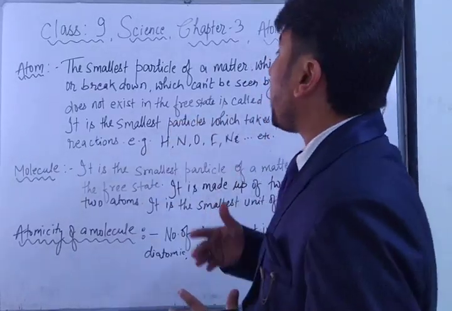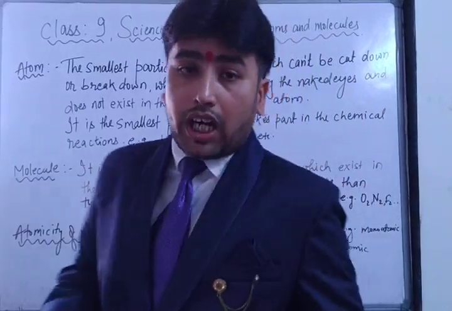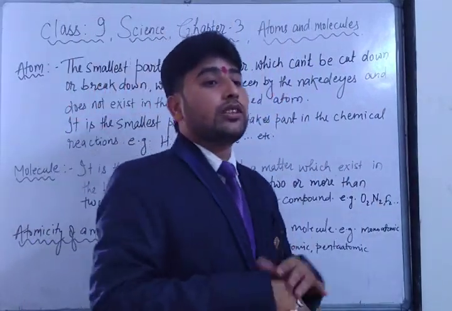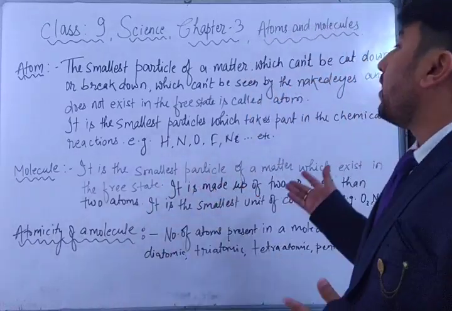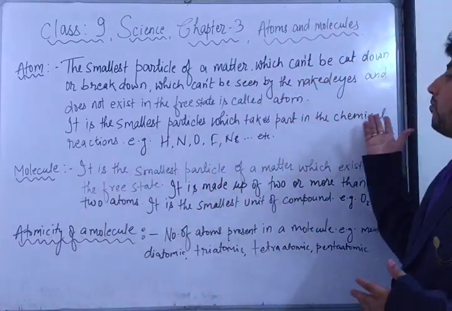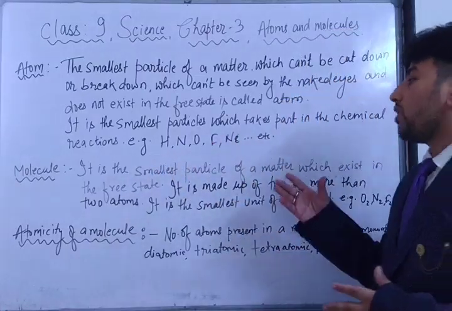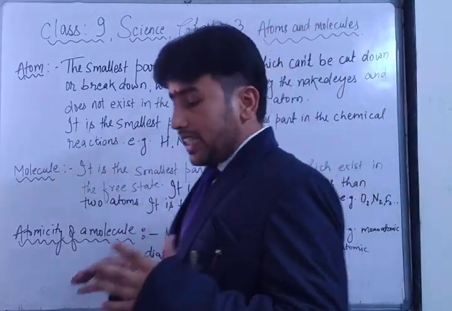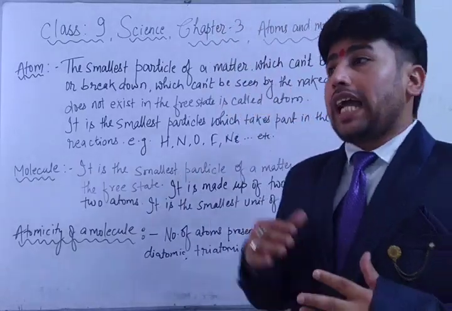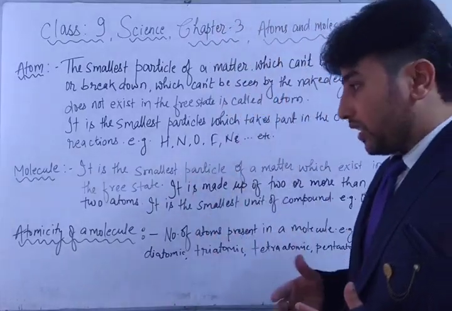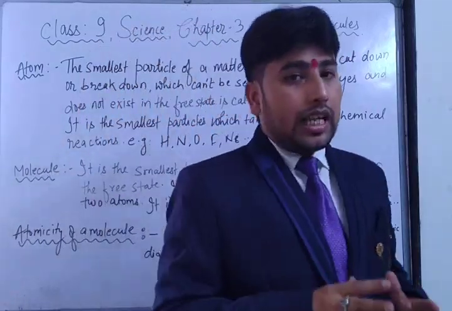An atom is the smallest particle of a matter which can't be seen by the naked eyes, which can't be broken down, which can't be cut down, and which does not exist in the free state. So how will you cut down or break down, right? Here are some examples of atoms as I have written here: hydrogen, nitrogen, oxygen, fluorine, nickel, etc. In this chapter we must know the elements' names, how to remember them, and each element's atomic number, so we can know about the atoms.